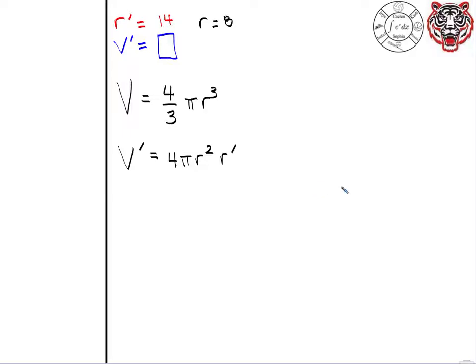All right, and now let's plug in some things. So we have a v prime that we don't know. This is equal to 4 pi, and then something is going to go there, times 8 squared times 14. Yep, so r is 8, and r prime is 14. That's going to be some arithmetic. V prime is equal to 8 squared times 14. I don't know if we can all do 64 times 14 in our heads easily.